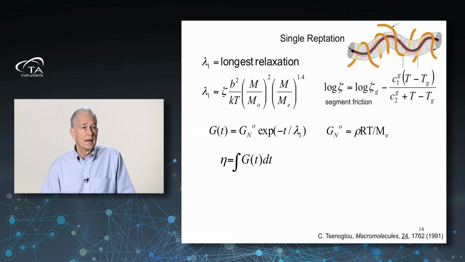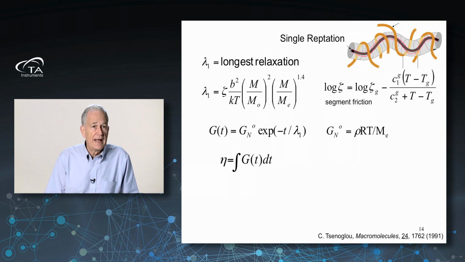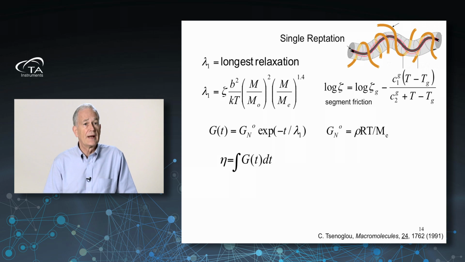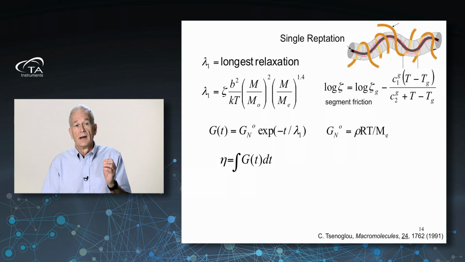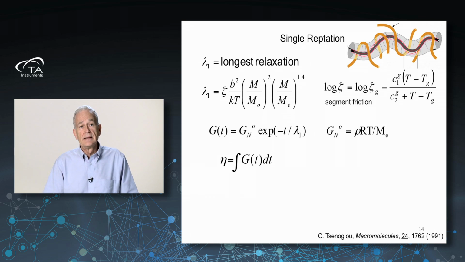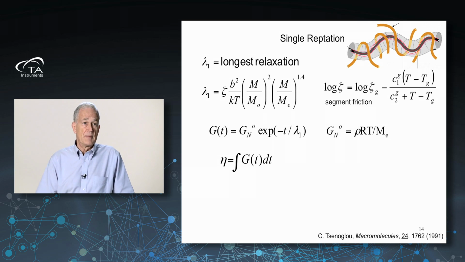Here is the model for reptation. Again, up in the right-hand corner of the slide, we've got a little cartoon showing the entanglements creating a tube. The longest relaxation time is a function of the molecular weight to the 2nd power, and then the 1.4 power; you add those 2 together and you get the 3.4 power, of molecular weight divided by entanglement molecular weight.